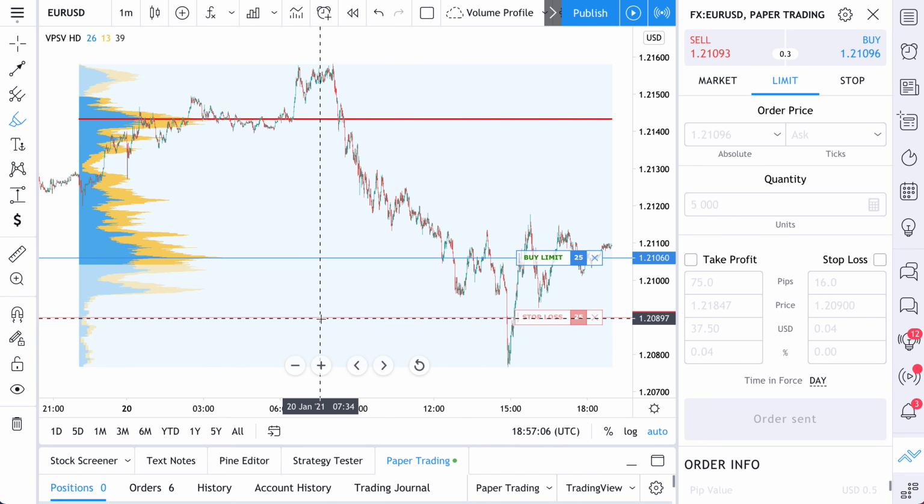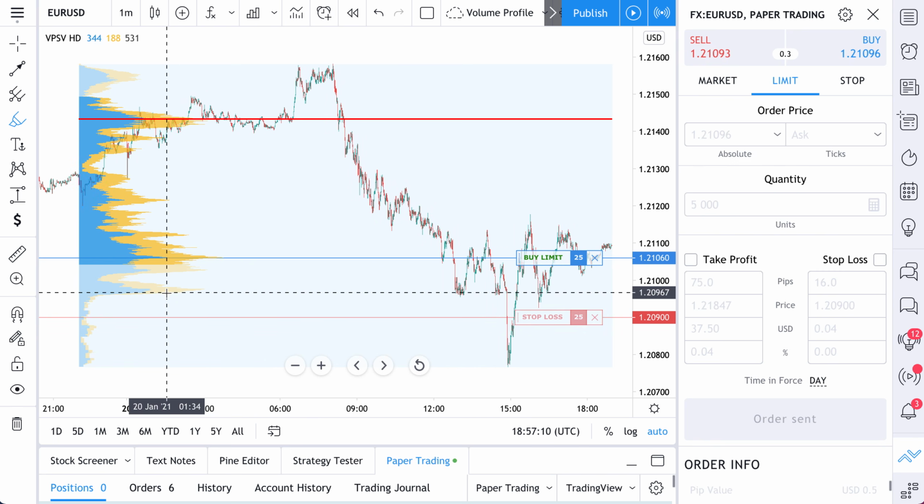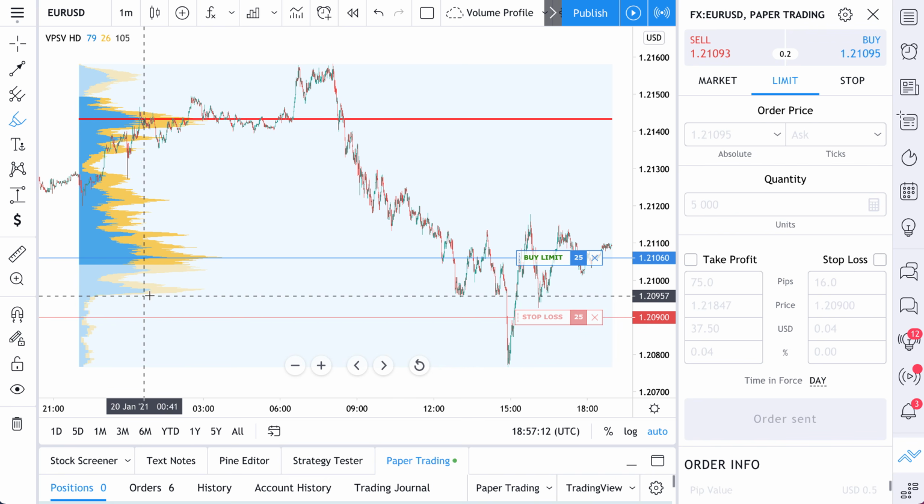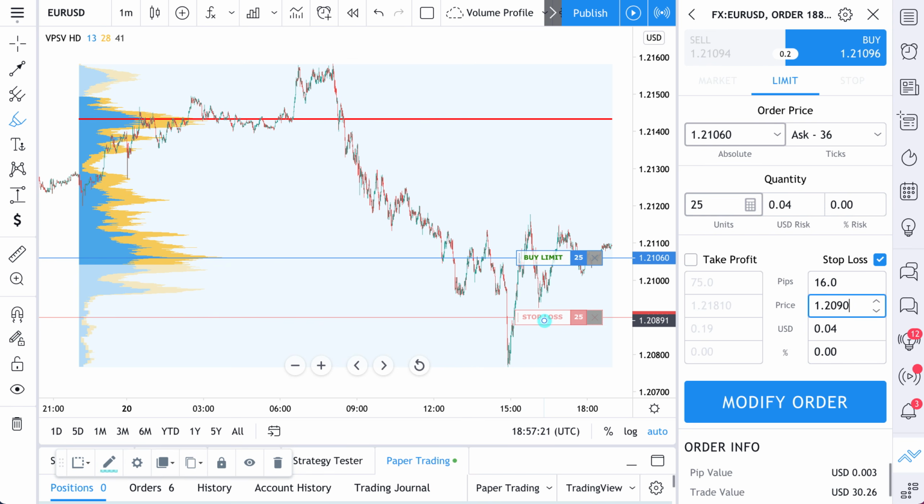Actually, we want to raise this stop loss. So this is a good example for this video. We'd rather have this stop loss closer to this high volume node. So that would actually be 1.2096.